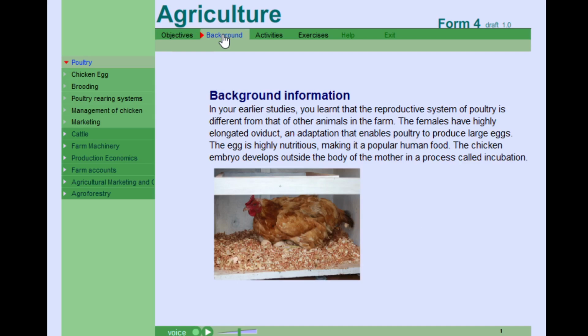Background information. In your earlier studies, you learned that the reproductive system of poultry is different from that of other animals in the farm. The females have highly elongated oviduct, an adaptation that enables poultry to produce large eggs. The egg is highly nutritious, making it a popular human food. The chicken embryo develops outside the body of the mother in a process called incubation.